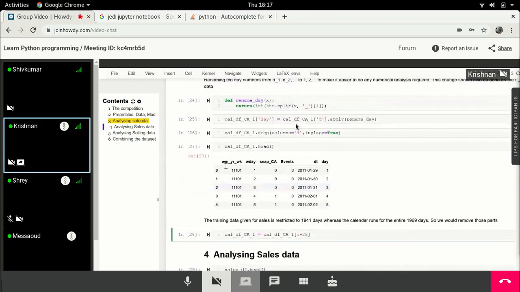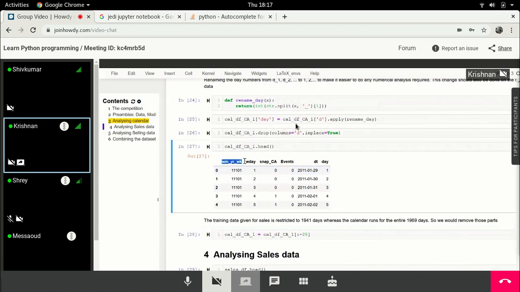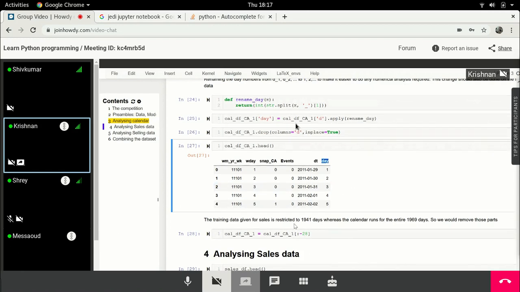So finally, what we have is essentially this, where we have the week and the year. We have the day of the week. We have whether it is a SNAP day or not. SNAP day usually means the day where people with food coupons, the government sponsored food coupons, can come and shop. Then whether that day had an event or not, what is the date and the day. That is the day, as in this is just a cardinality, from 1 to 1940.